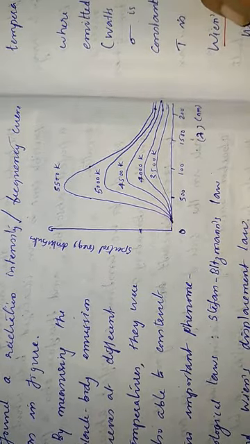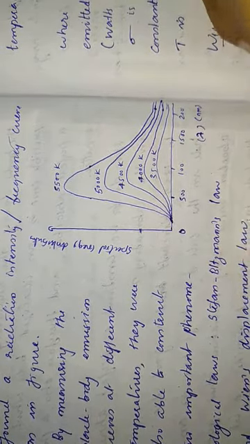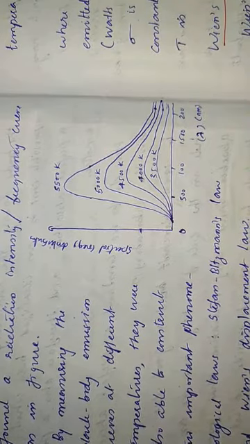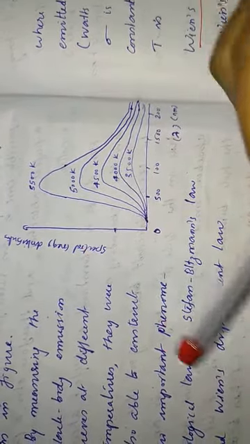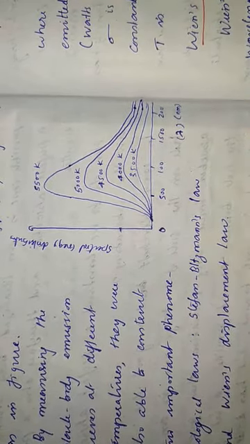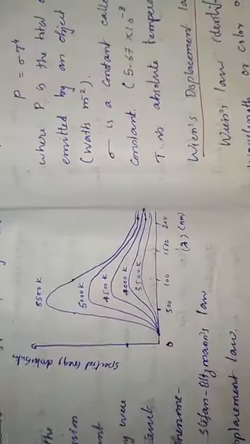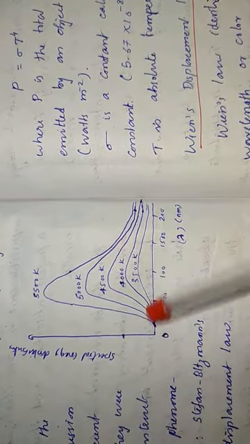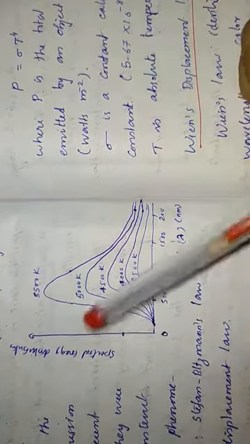From their observations of black body radiation curves at different temperatures, they deduced two laws: Stefan-Boltzmann law and Wien's displacement law. So what are these laws? Here, look at this figure. This is lambda, wavelength of emission, and this is the spectral energy distribution.